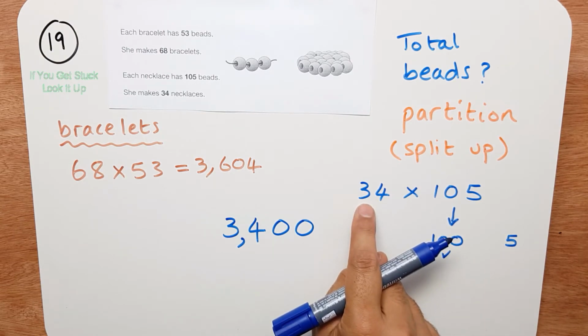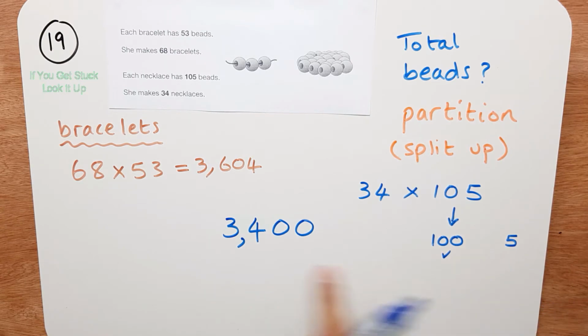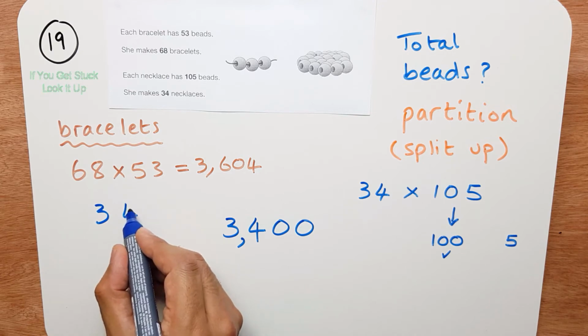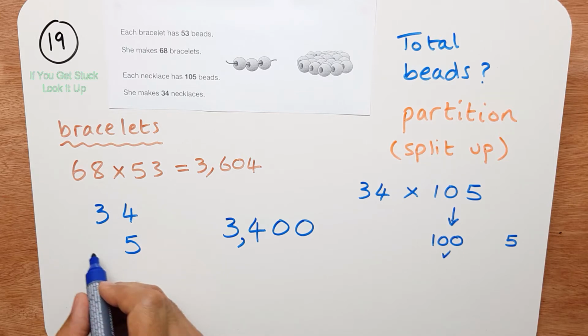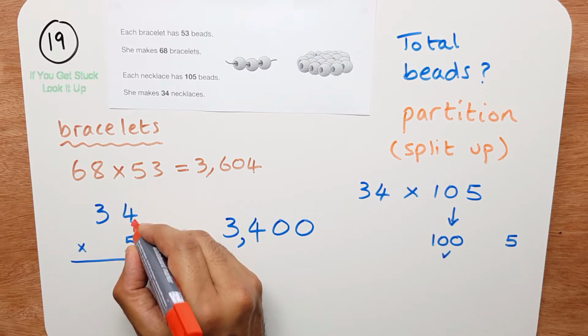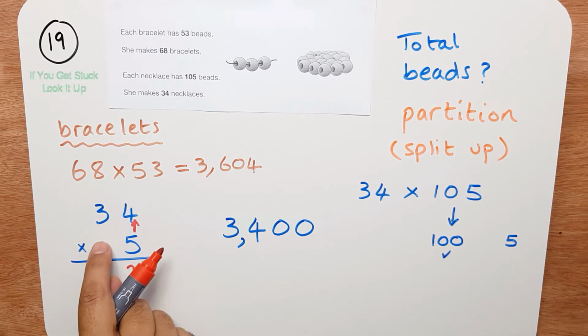Now I need to do 34 times 5. So I can do that here as a column multiplication. So let me write that down. 34 times 5. So I do 5 times 4, which is 20. And I can't put 20 like this in one column. That would be wrong. The 2 I have to carry over.